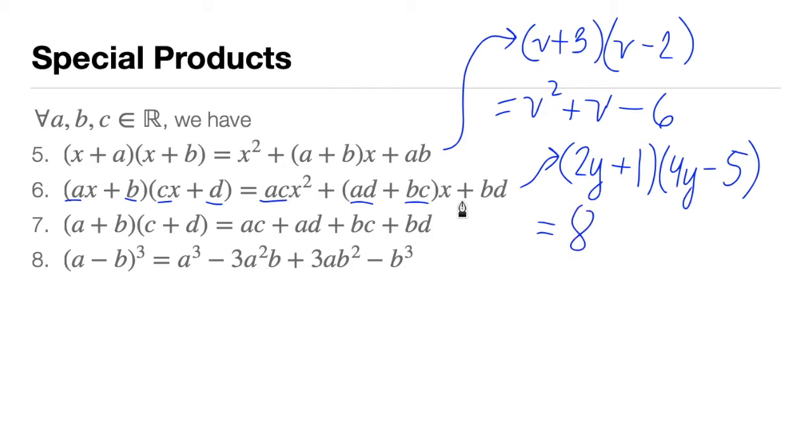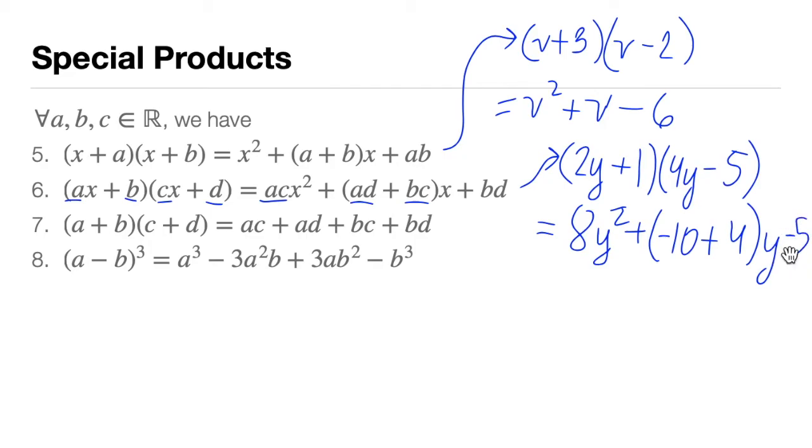The variable squared, so we have y, that's going to become y squared. Plus AD. What's AD? The outer terms. 2 times minus 5 is minus 10. And then plus BC. BC is the inner term, so 1 times 4 is positive 4. And then copy the variable y. And then we just simply multiply the last terms. 1 times negative 5 is negative 5.